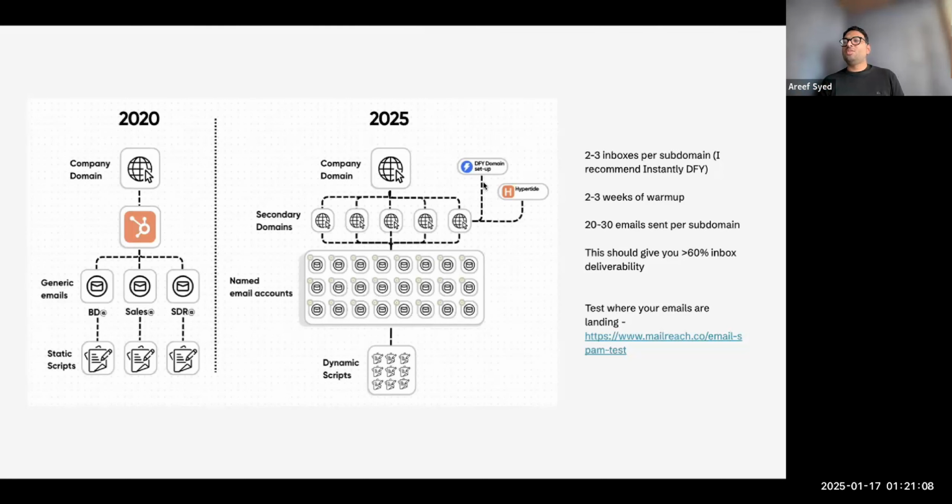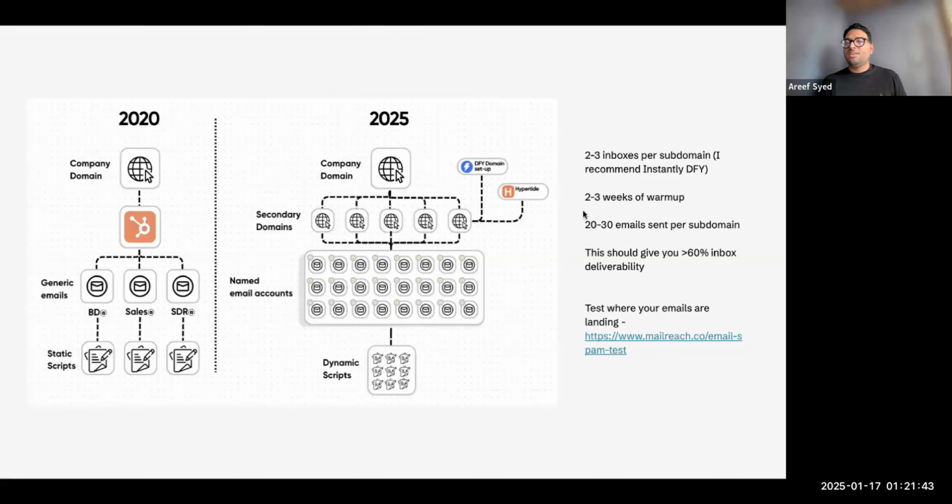And then you have your own tools. There are multiple tools now. My favorite ones are Instantly and Hypertide. So you just get the domains and you set up emails, at least 2 to 3 emails for every domain. So you have 10 domains, you have 30 emails, and you warm them up for 2 weeks, and then you send 20 to 30 emails from each email, not more than that. And if you do these top three things, you should have a deliverability rate of at least 60%. You'll not land in spam.